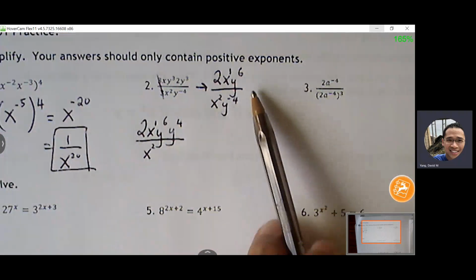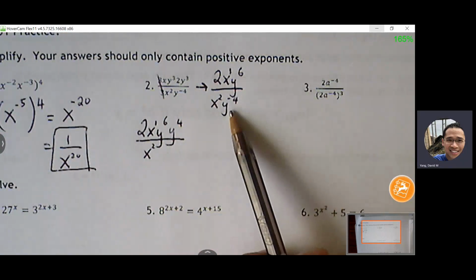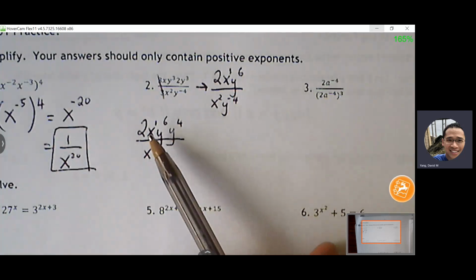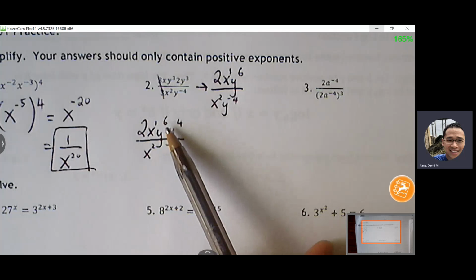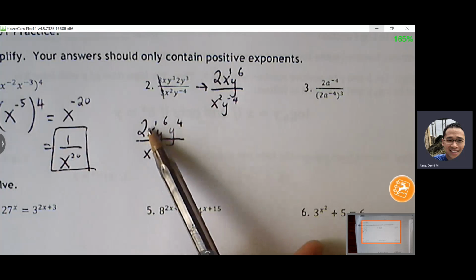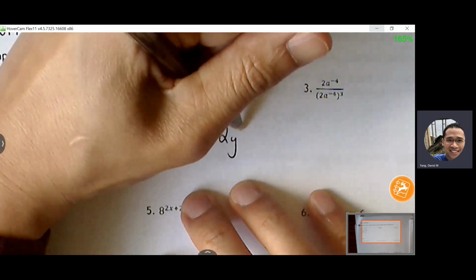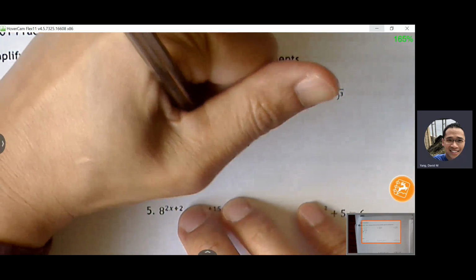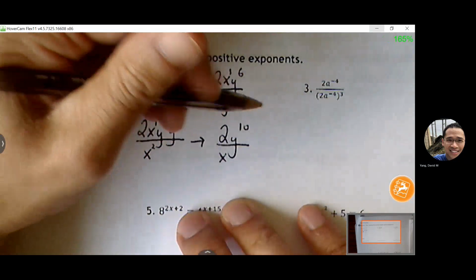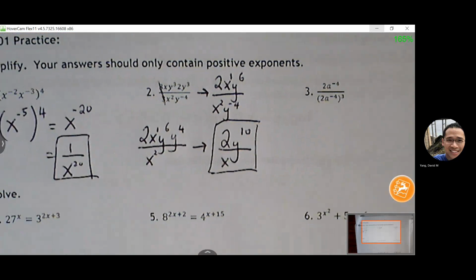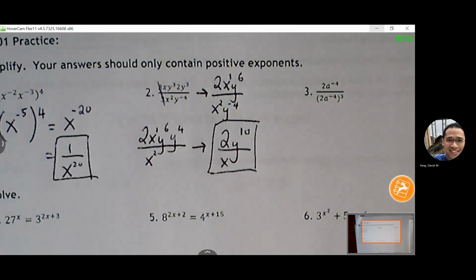So if I bring the y up to the top, if I want to do it that way, I'm going to be making a change with the exponent, -4 to +4. So the y's are together. I can add the exponent. 6 plus 4 is 10. I can cancel out one of the x's. So I get 2y to the 10th over x. All right, questions so far?